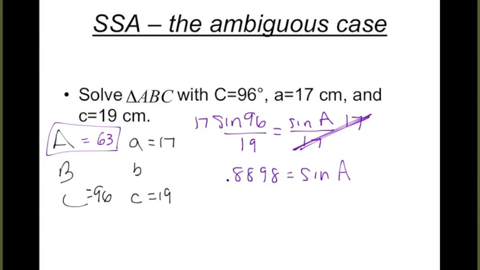Once I know two angles, I can subtract out what I've used up from the 180 to see how much is left over for the third angle. And that is 21 degrees left over.